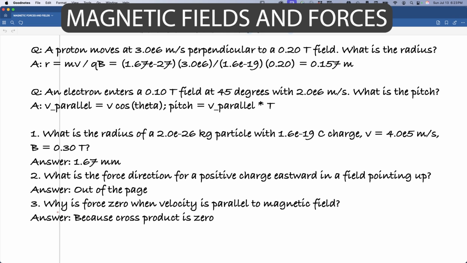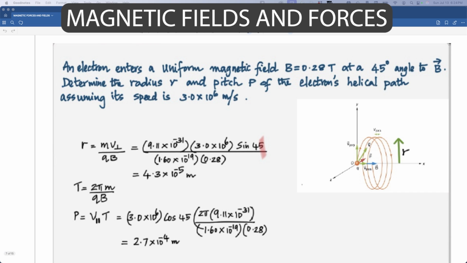Okay. Why is the force zero when velocity is parallel to magnetic field? Because the cross product is zero. Sine zero is zero. That's why. I worked out a problem here which uses those two formulas.